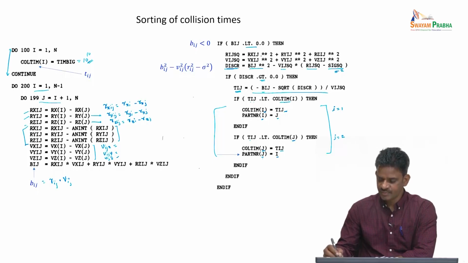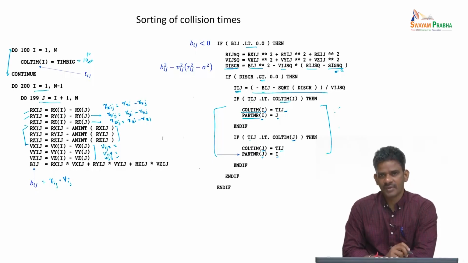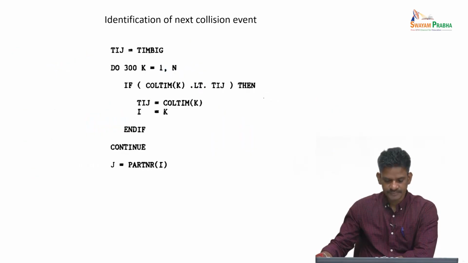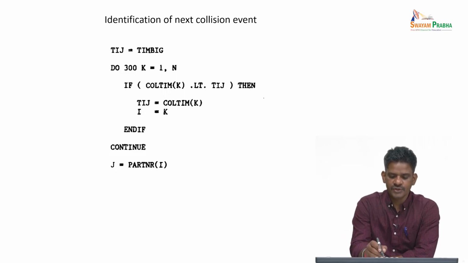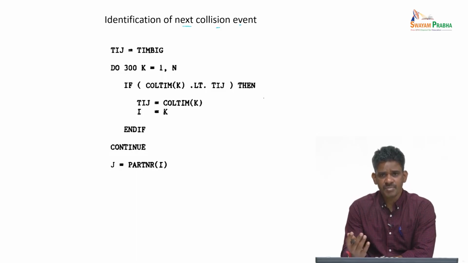So, when you come out of this particular loop, you will see two arrays: the collision time for each particle, and the colliding partner of each particle. That is something we can get from this particular looping. And the next step is to find the next collision event.